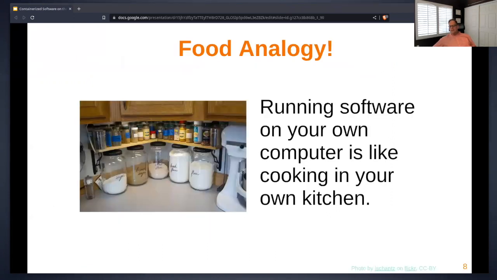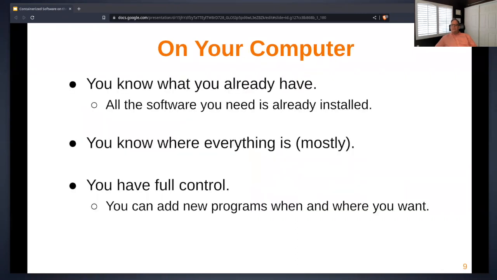So let's use an analogy to describe this kind of approach. If we start with cooking at home, cooking in your own kitchen is basically the same thing as running on your own computer. We know where everything is. We know what we have in the drawers. We know what we don't have. And if there's something that we need, like a new piece of equipment in our kitchen or a new piece of software, we have full control of making that available and inserting it into our environment.